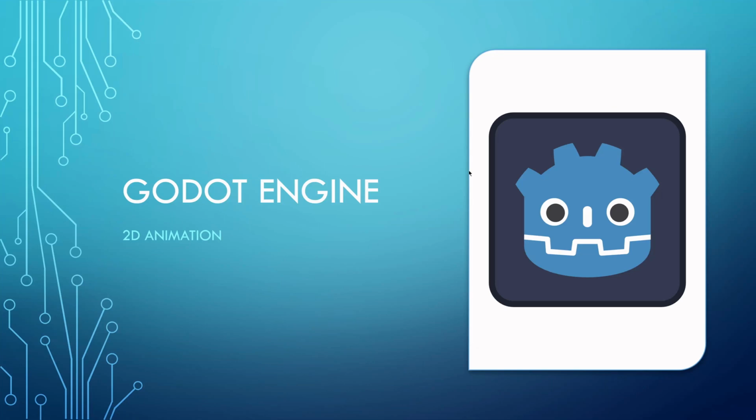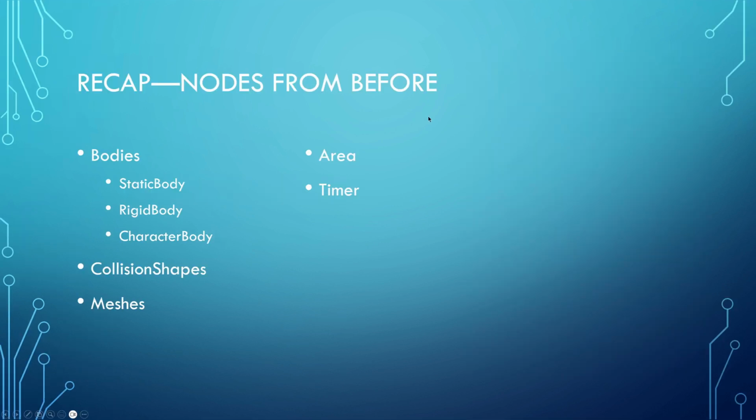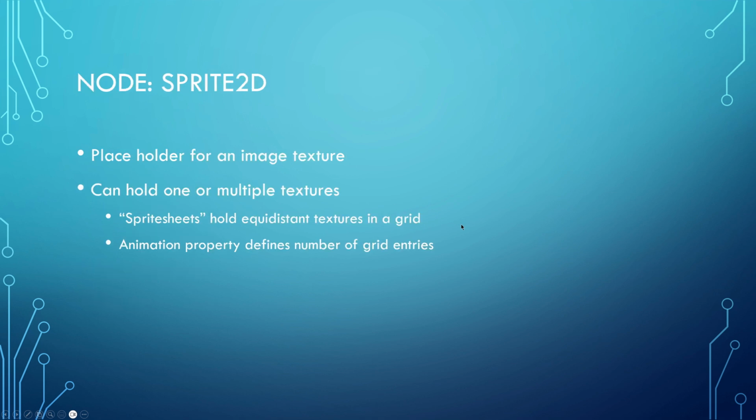All right, here's our third video in this introduction to Godot, and today we're going to be talking about 2D animation. So far we've worked with bodies, collision shapes, and meshes, where meshes are just kind of basic static images. We're going to replace that with some actually interesting looking 2D animations today. And then of course in the last video we also went over areas and timers.